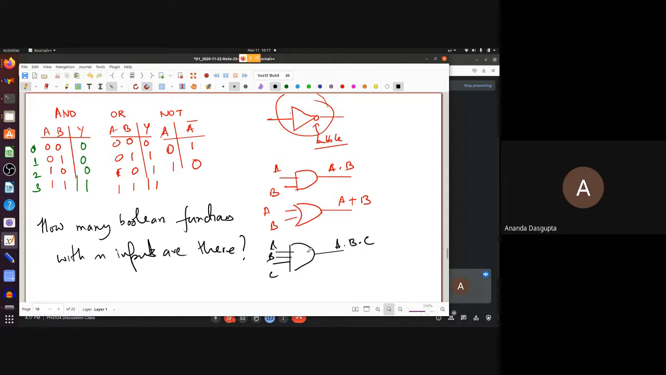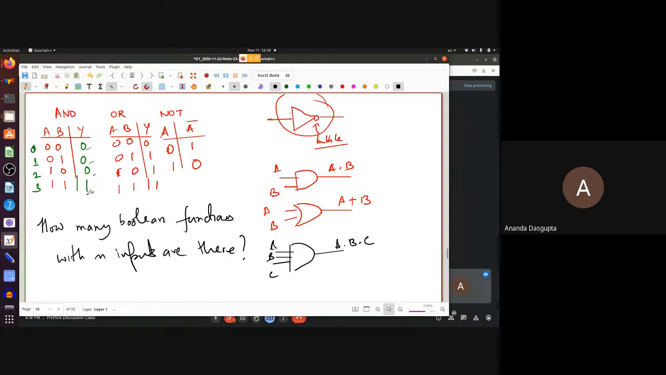So 0, 0 could give you either 0 or 1, 0, 1 could give you either 0 or 1, and so on. So there are 2 times 2 times 2 times 2, 16 possible different things you can put on the last column. And by last column, I mean this column here. There are 16 different things you can put here because each one of these entries could be either 0 or 1 in general. So there are 16 possible functions.